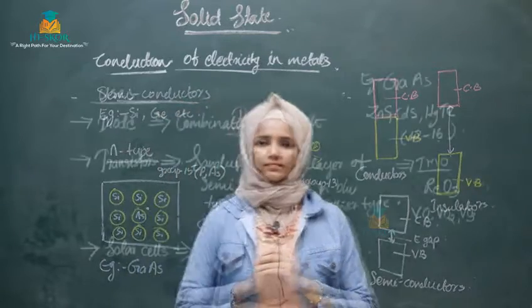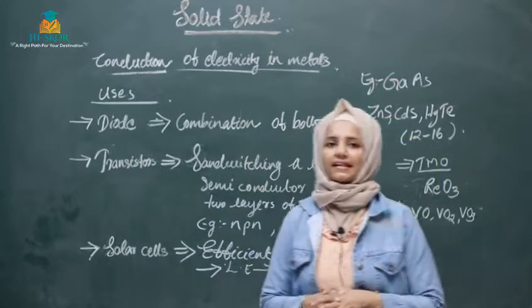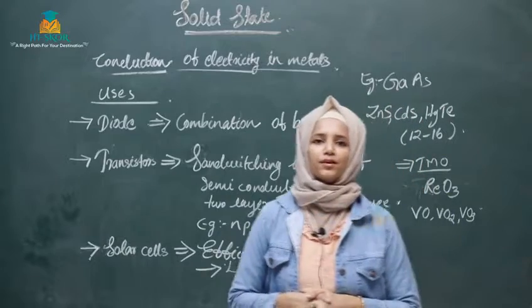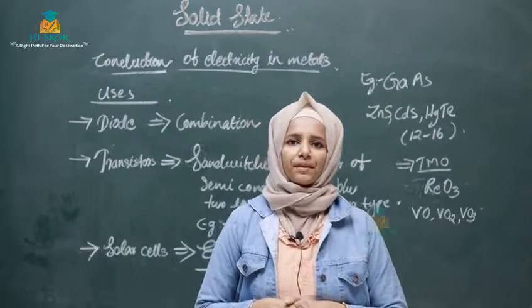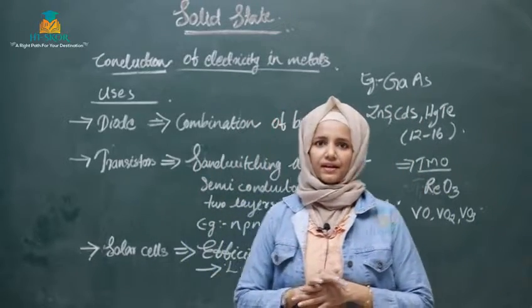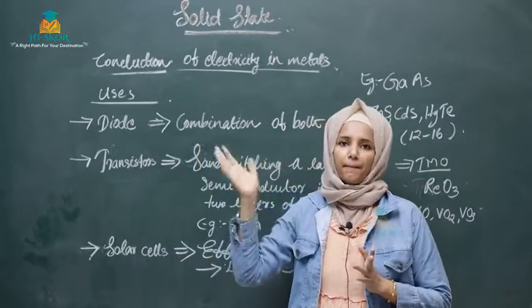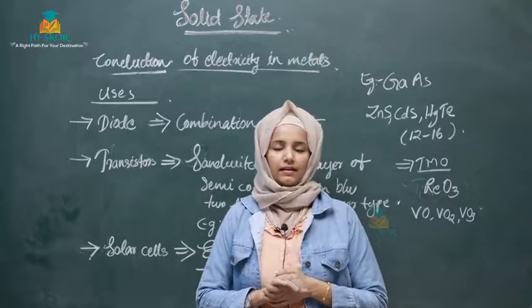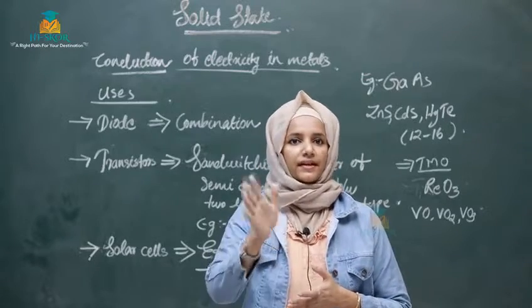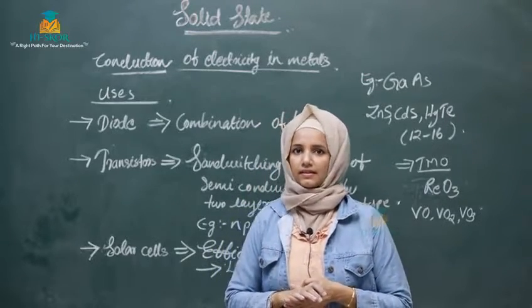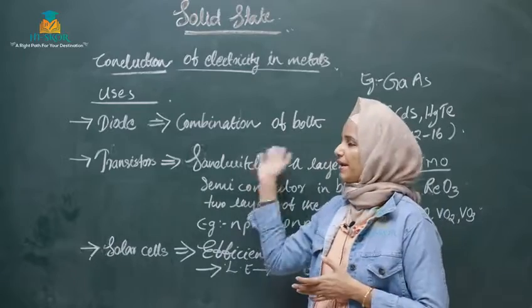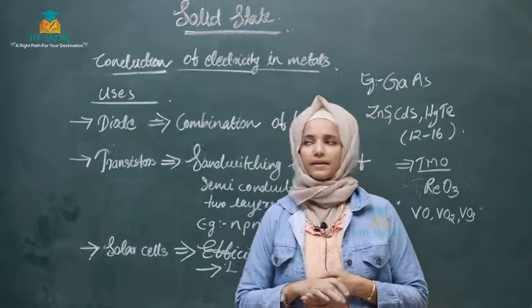Okay, next, uses of semiconductors. What are the different types of uses? We know we are using diodes, right? What is a diode? It's a combination of both n-type and p-type semiconductors. In a lot of physics experiments you might have used diodes, isn't it? So a diode is the combination of n-type and p-type semiconductors.